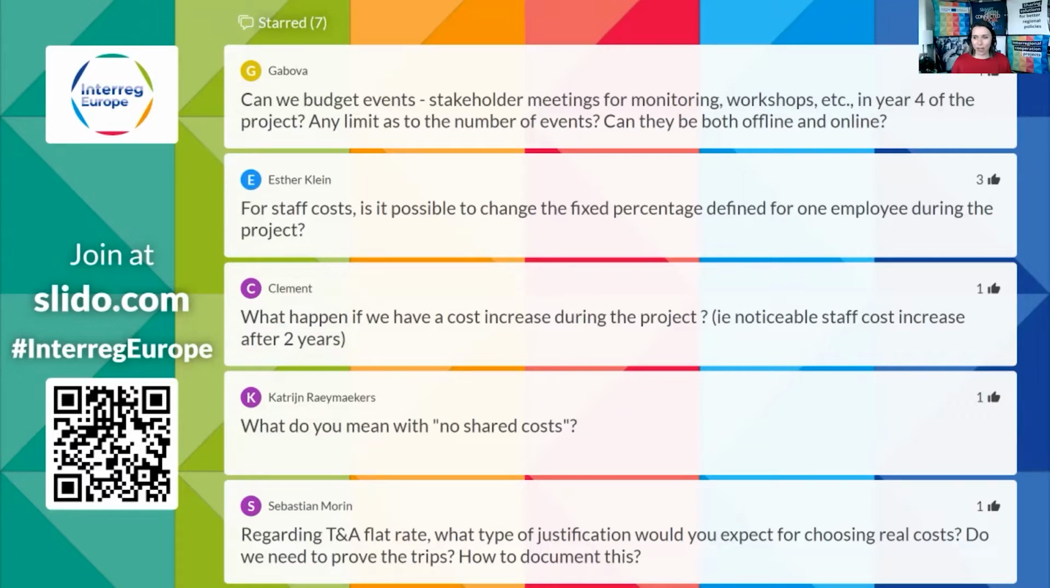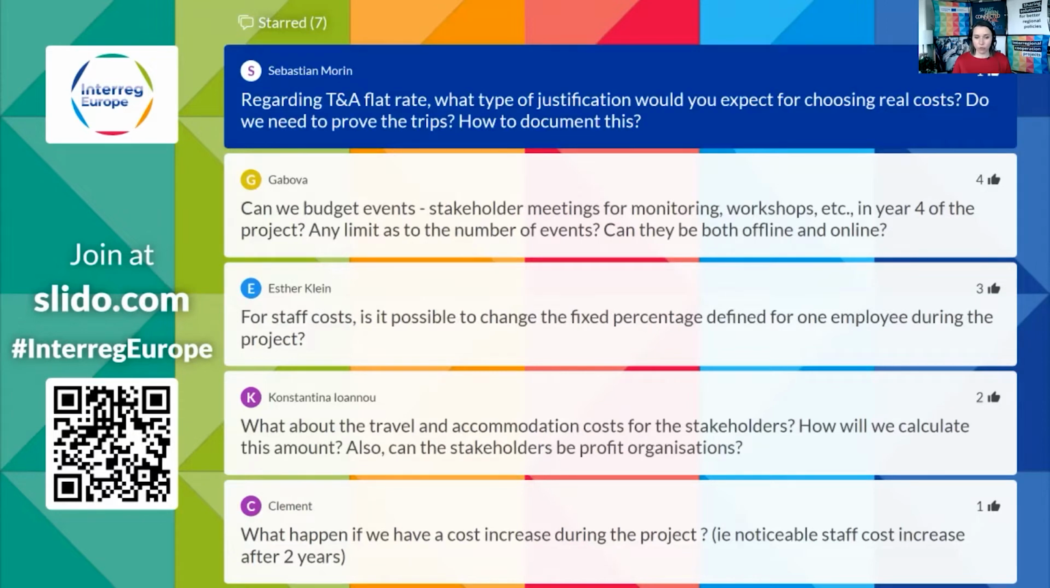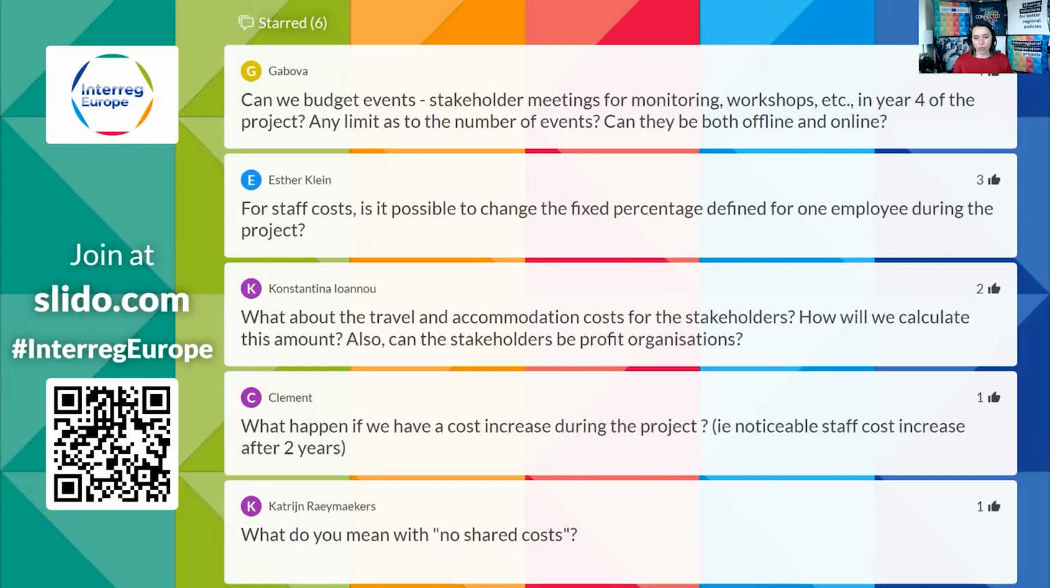In the slide, Ilaria, I see that Sebastian has a question related to this. Indeed, he refers to another option. In case of the flat rate, what type of justification would you expect for choosing real costs? This you already explained. No, the question is about the real cost. So in case the real cost option is chosen, what documentation would then be provided?